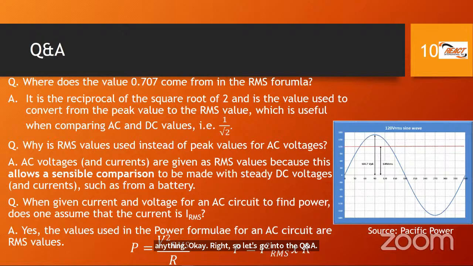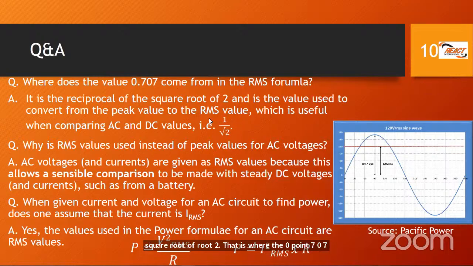The first question is, where does the value of 0.707 come from in the RMS formula that we dealt with? Remember we said if you have a peak value and you want to figure out the RMS, you simply multiply by 0.707. When you work it out, 0.707 is 1 over the square root of 2. If you look on your screen, 1 over the square root of 2 is where the 0.707 comes from, and also the 1.414.